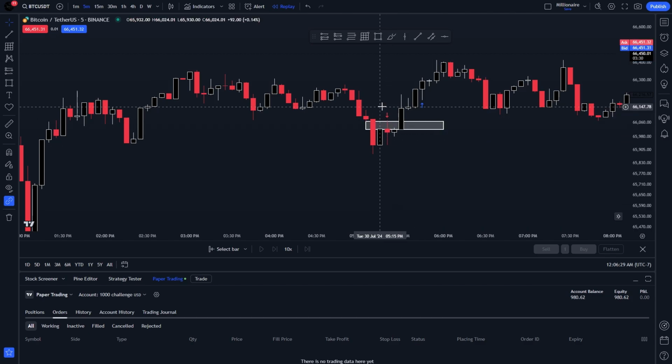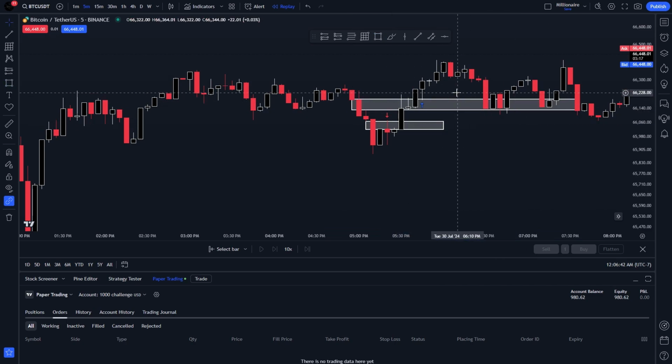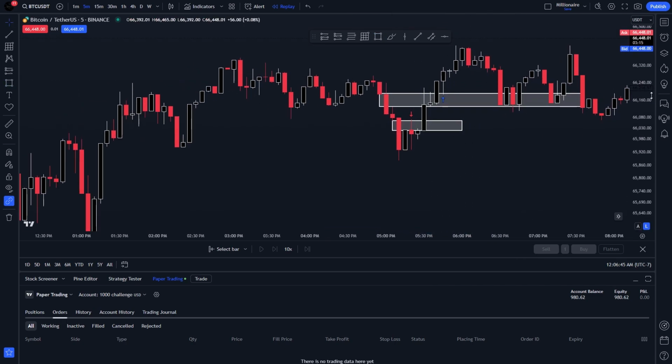We got some displacement to the downside, but I probably should have waited at least two more candles before taking that. As you can see right here, price went back up, and I waited. I should have also waited to see if this fair value gap right here would at least get respected. But as you can see, it didn't.